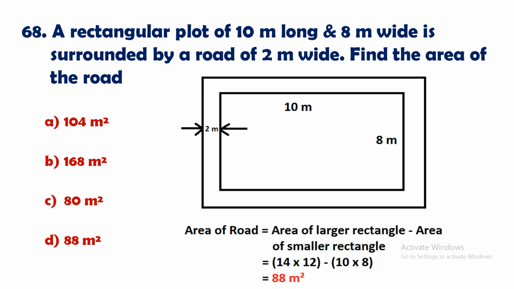A rectangular plot of 10 meter long and 8 meter wide is surrounded by a road of 2 meter wide. Find the area of the road. 104 meter square, 168 meter square, 80 meter square, 88 meter square. The answer is 88 meter square.